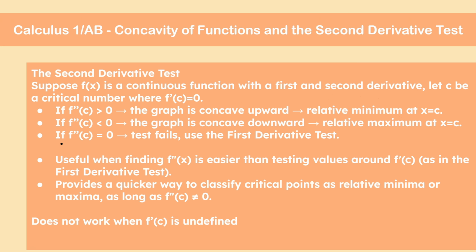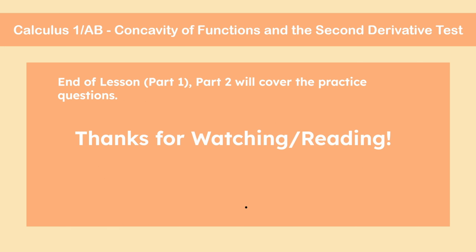If the second derivative is equal to 0, then the test fails, and you use the first derivative test. So the second derivative test is useful when finding the second derivative is easier than testing values around the first derivative, or the first derivative test, and it provides a quicker way to classify critical points as relative minima or maxima only if the second derivative is not equal to 0. The second derivative test does not work when f prime at c is undefined.